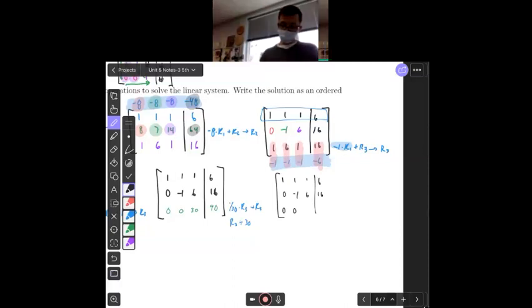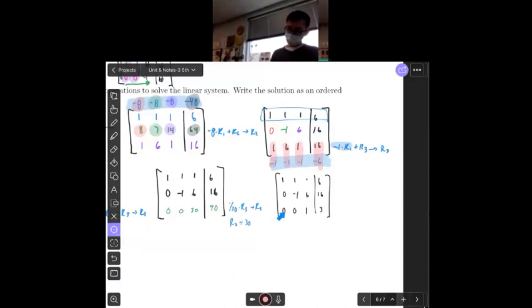A 30th of 30 is 1, and a 30th of 90 is 3. So you see here, Grant, we have 0 x's, we have 0 y's, we have 1 z equals 3. We know what z is right now. We solve for z.